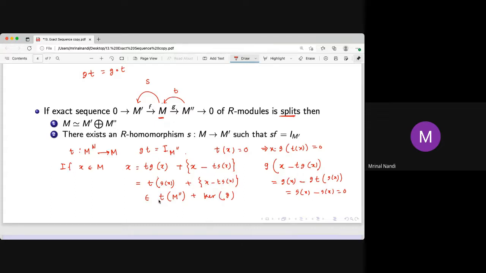Now, is there any common element of these? Take y belonging to the intersection of T(M'') and the kernel of G. Since y belongs to T(M''), y is T z for some z belonging to M'', and it is in the kernel of G also. So that means Gy is 0. So that means GTz is 0, which means z equals 0. GTz is equal to z actually.